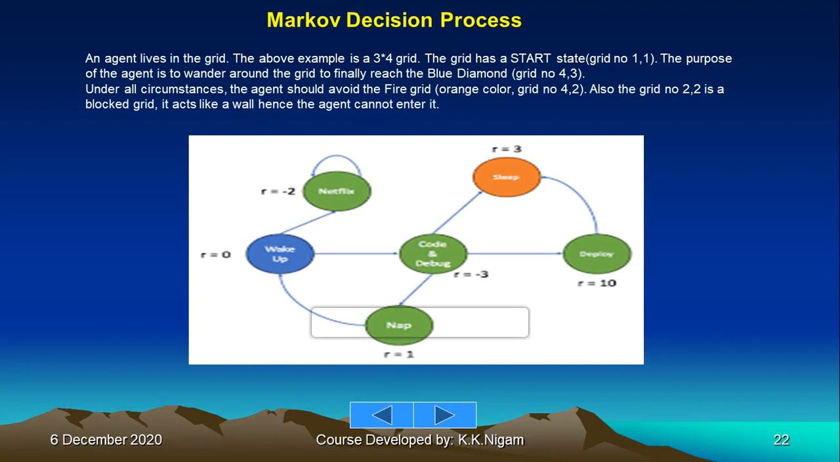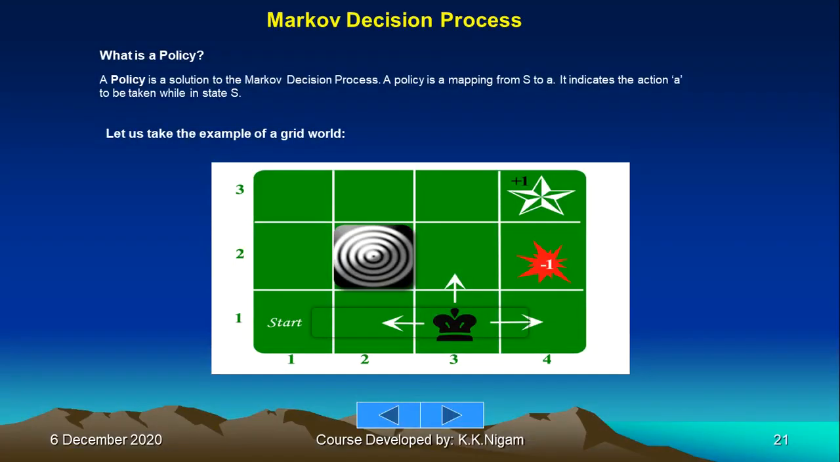The grid has a start state, grid number 1,1. The purpose of the agent is to wander around the grid to finally reach the blue diamond, grid number 4,3. Under all circumstances, the agent should avoid the fire grid, orange color grid number 4,2. Also the grid number 2,2 is a blocked grid. It acts like a wall, hence the agent cannot enter it. You can go back and see that yes, this is the fire, and these are the gates, and this is the way you can proceed further.